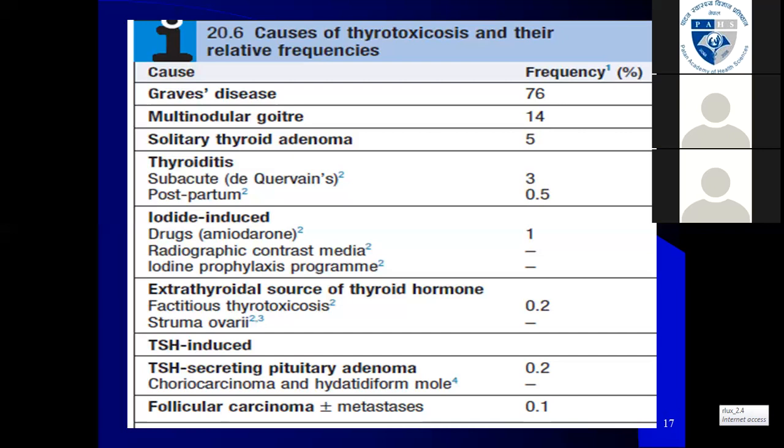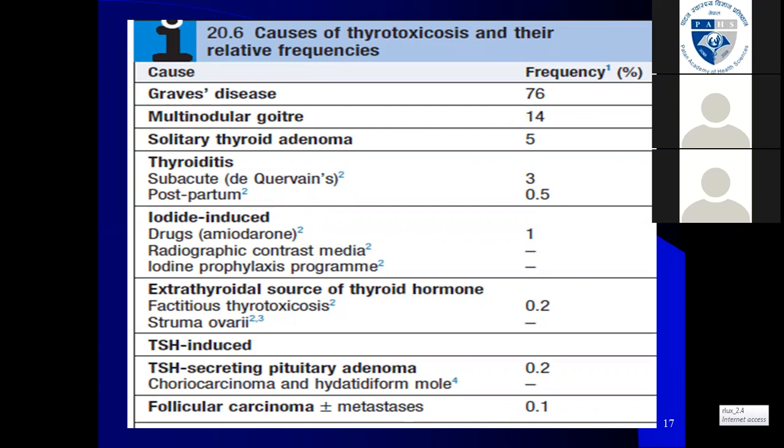the iodine-induced, the patient taking amiodarone, or the patients who have taken radiographic contrast media and iodine prophylaxis programs can also sometimes cause thyrotoxicosis paradoxically. In extrathyroidal sources of thyroid hormones like factitious thyrotoxicosis, it means sometimes a patient might take artificial or synthetic thyroxine by themselves. There could be struma ovarii.